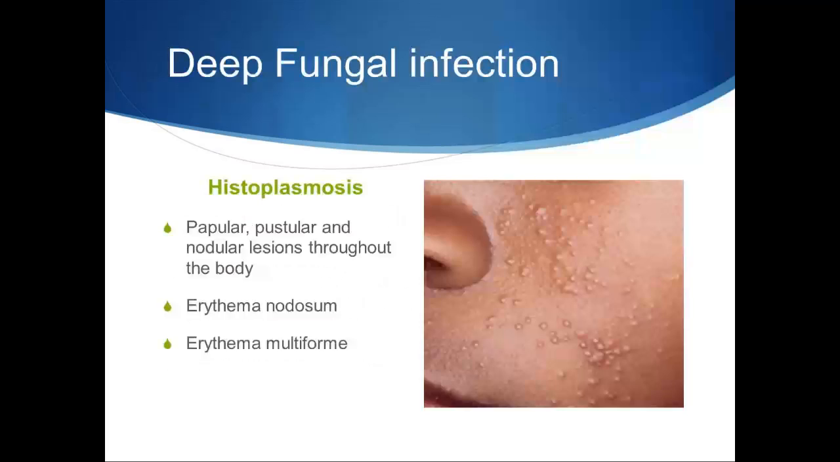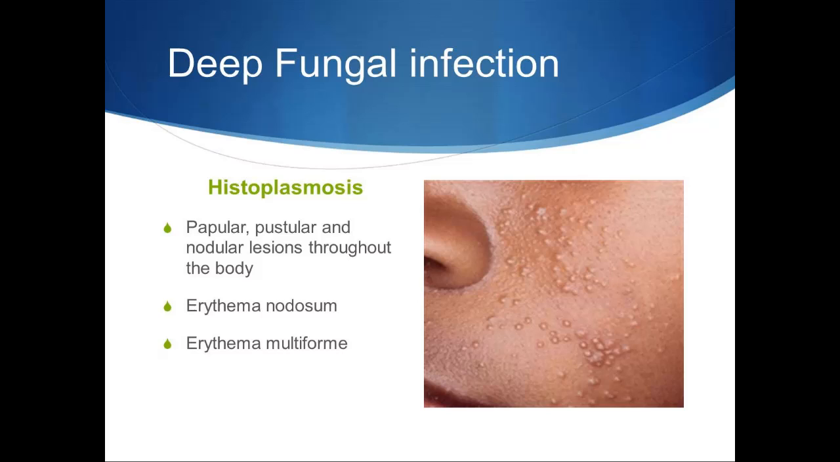Next is when your CD4 count drops below 200. This is when you start seeing the deep fungal infections with their cutaneous manifestations that should raise your suspicion of an ongoing systemic infection. Starting with histoplasmosis. Histoplasmosis can cause direct skin disease by directly affecting the skin and causing these papulopustular nodular lesions that, if you do a biopsy of those, you will see the fungus inside.